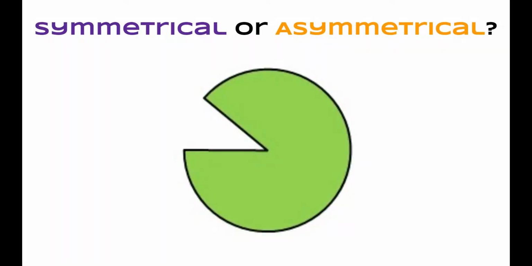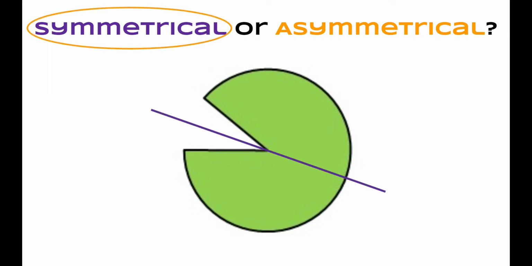Is this shape symmetrical or asymmetrical? Were you tricked? The shape is symmetrical with a diagonal line of symmetry.